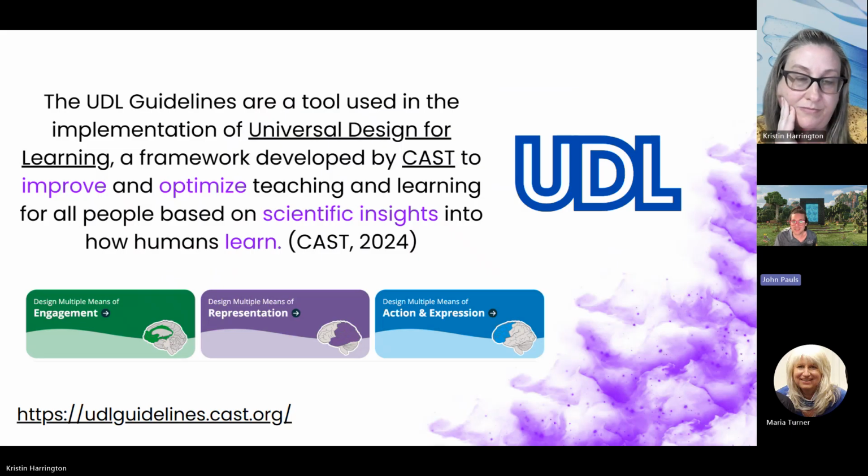And these guidelines are split up between three different areas. We've got designing multiple means of engagement. That's what we're talking about tonight. And then there's also designing multiple means of representation, and designing multiple means of action and expression. Tonight, we're going to focus on engagement. You can view the entire guidelines at https://udlguidelines.cast.org.